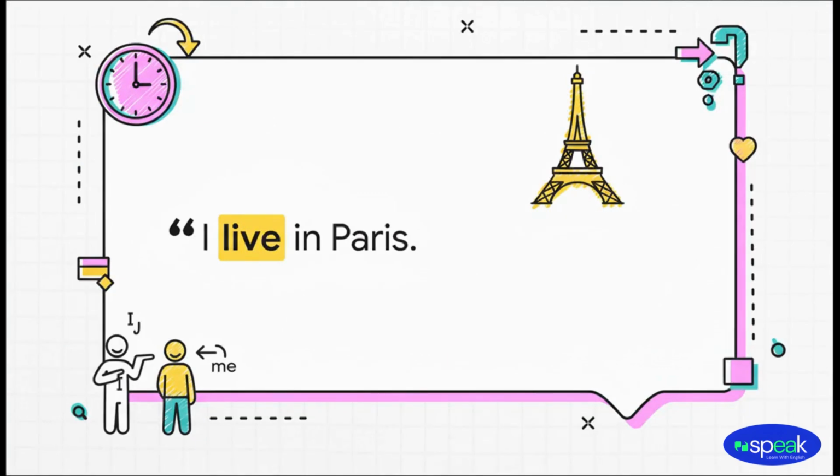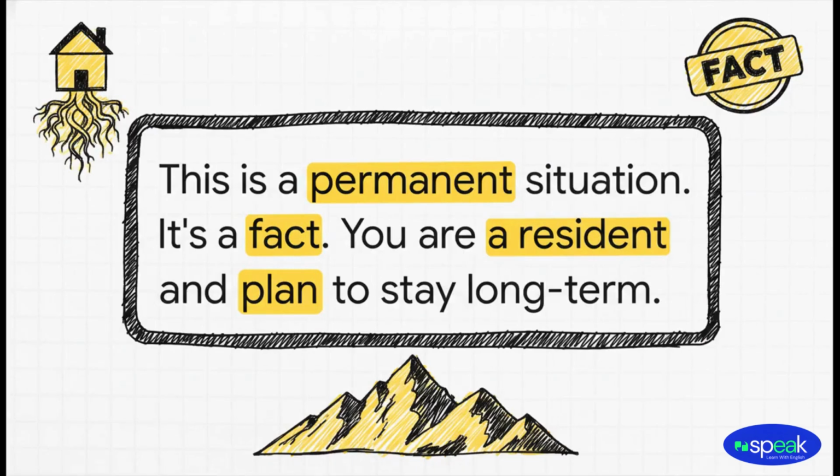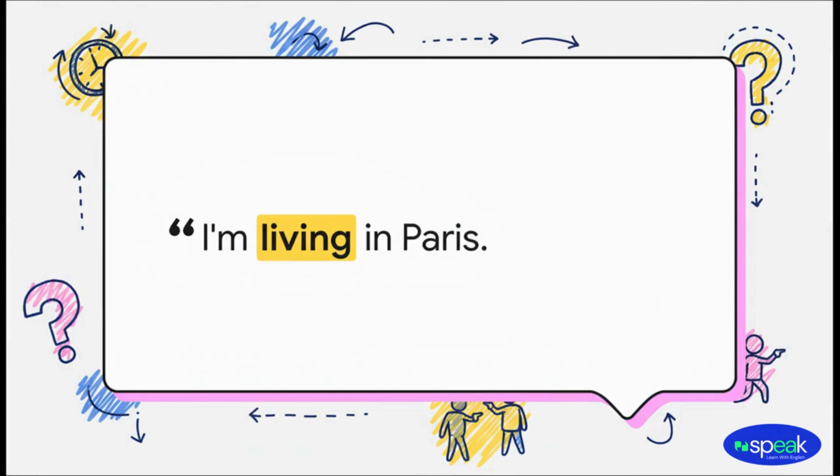I live in Paris. When you say it like that, it sounds permanent. It's a fact about your life. It means you're resident, you're settled, and you plan on staying for a while. It feels stable, long-term.